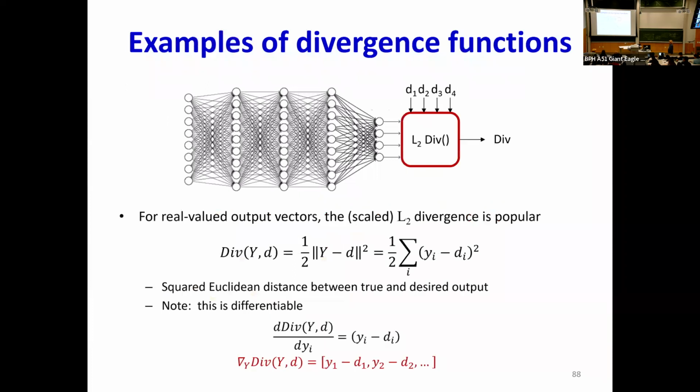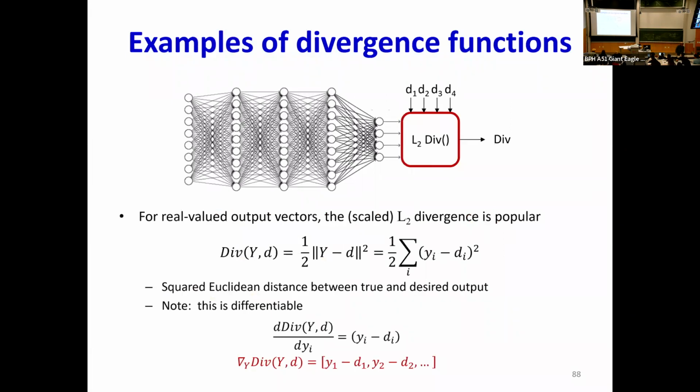So now if you're performing regression, then the desired output is just going to be a real valued vector. The network output is going to be a real valued vector. I can just define various error measures between vectors. They're all real valued vectors. The most typical one is the L2 divergence, which is half the Euclidean distance.